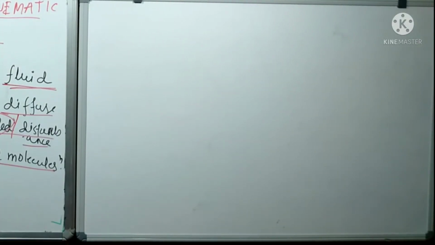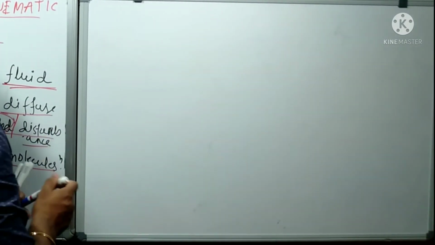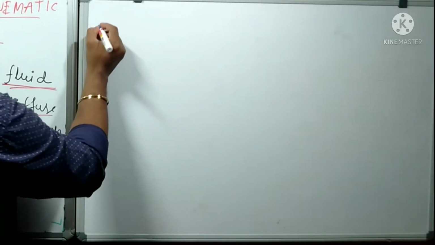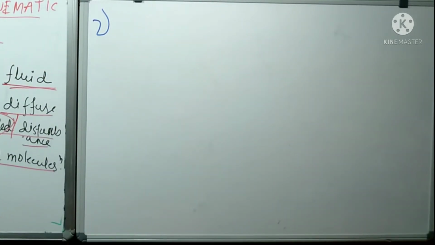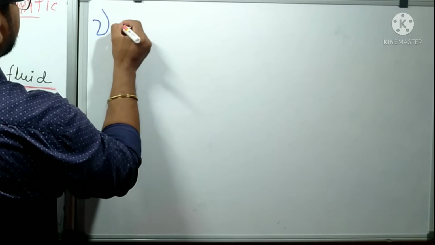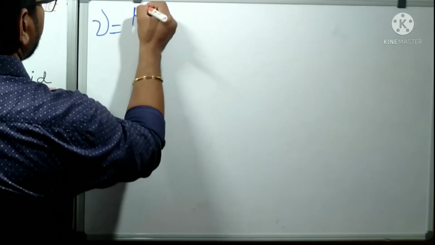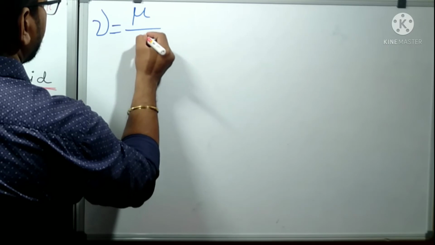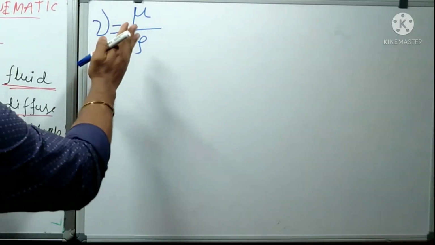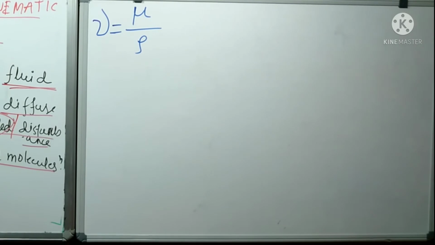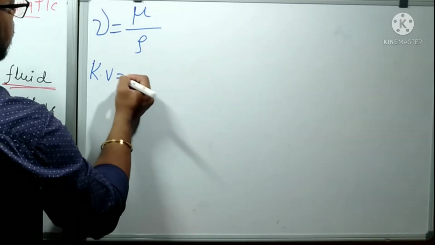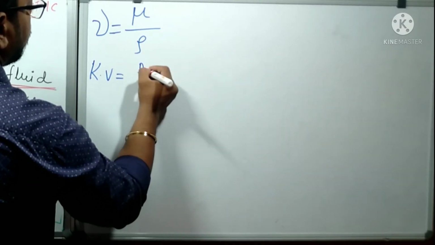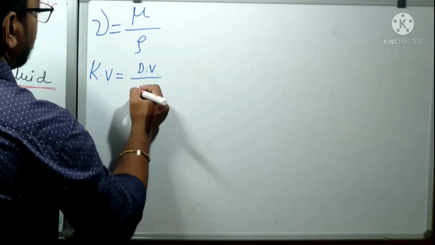Now if we establish from a mathematical point of view, then we can find that kinematic viscosity, which is denoted by the letter nu, is equal to mu by rho. This is the mathematical representation. This is known as kinematic viscosity, the ratio of dynamic viscosity and mass density.